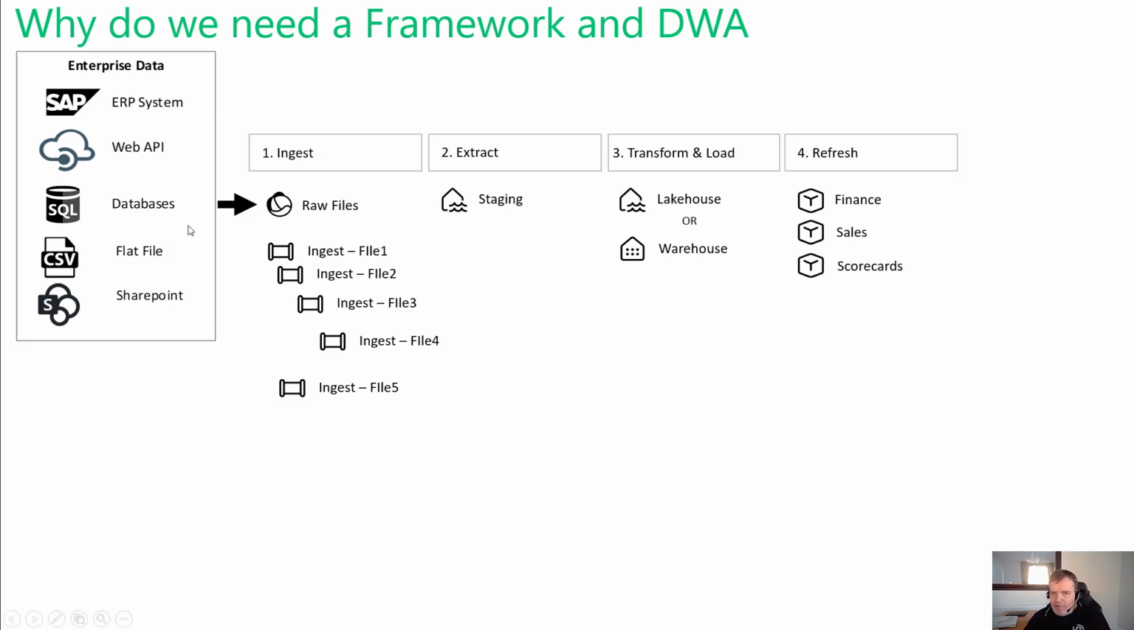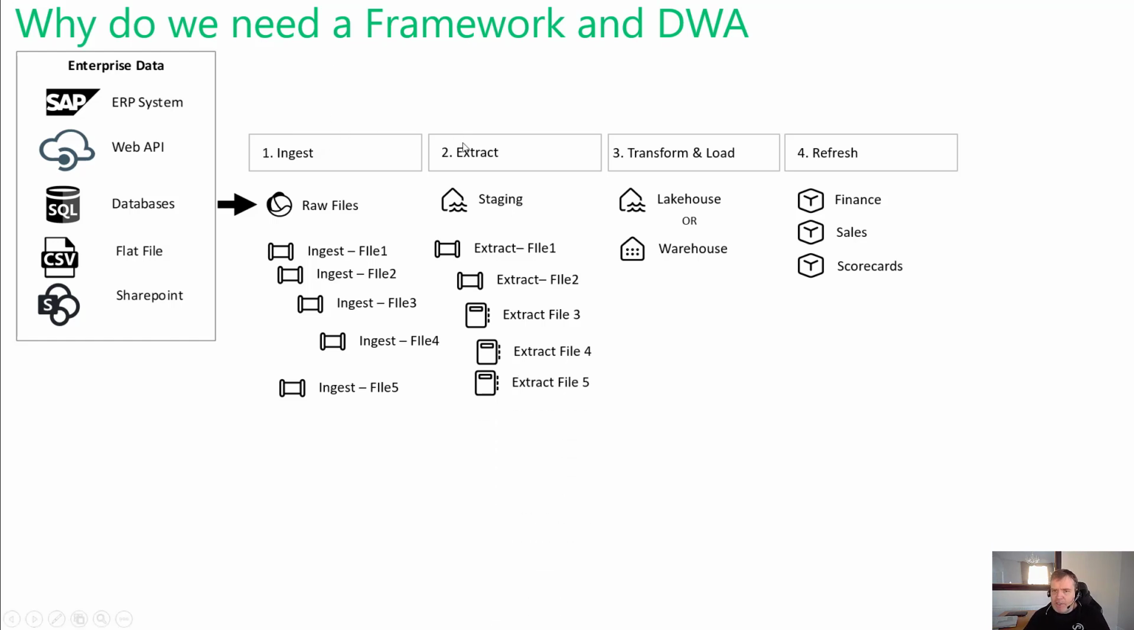The same goes for the extract phase, for when you're bringing in the raw files and bringing it into a staging area so it can be worked with. I mean, developer number one might write a pipeline for that, and different developers might use notebooks or different types of technology. So you end up with a lot of artifacts.